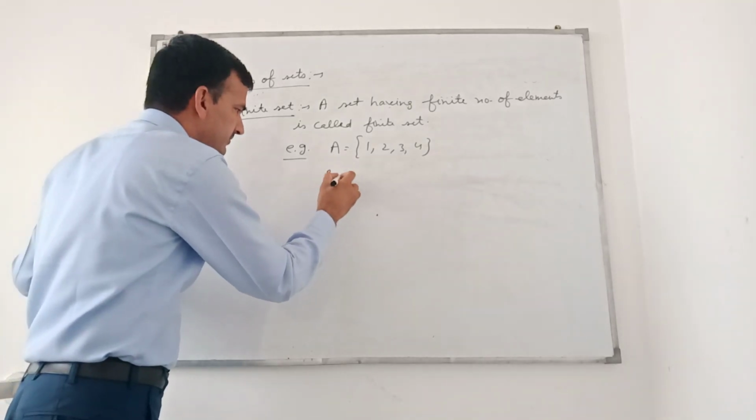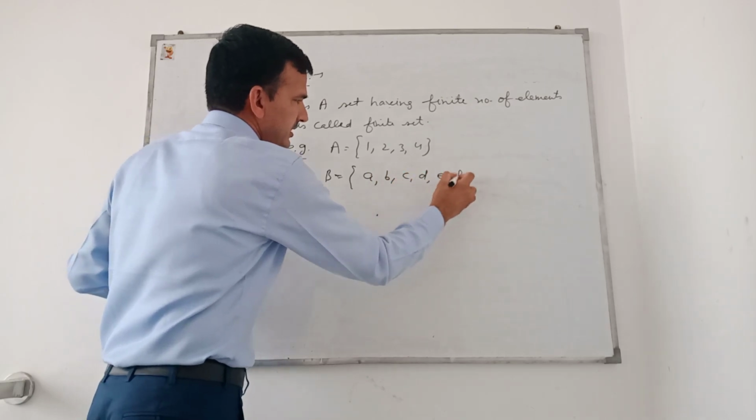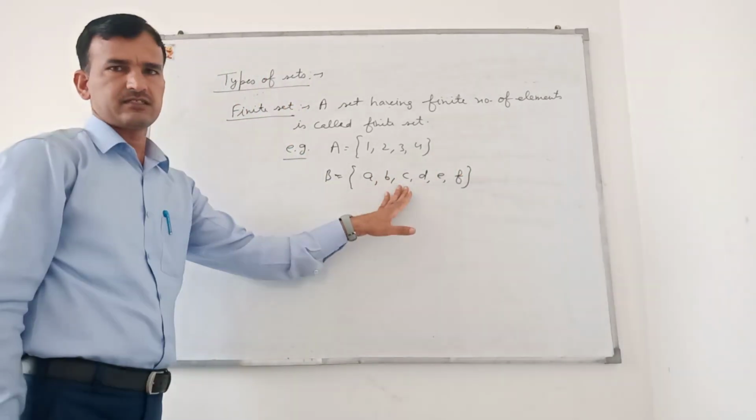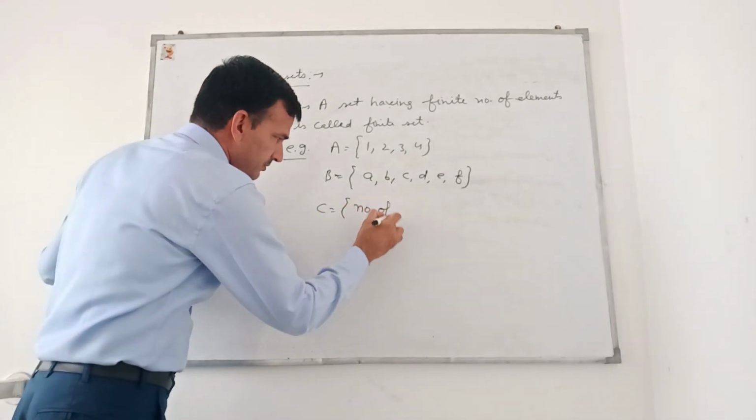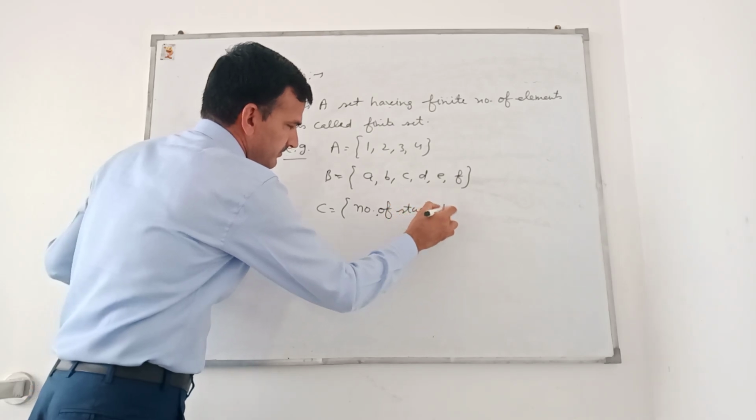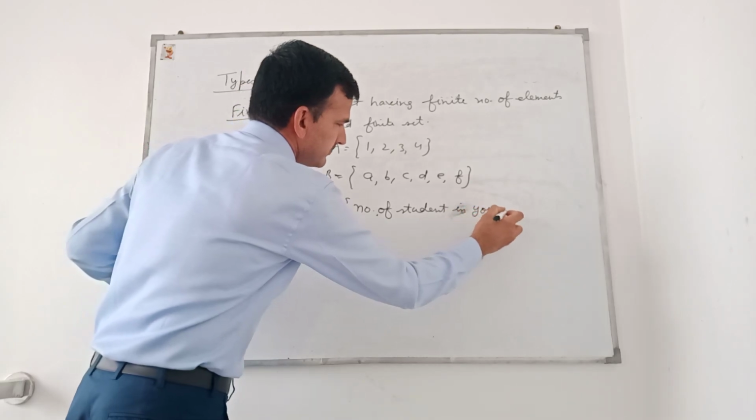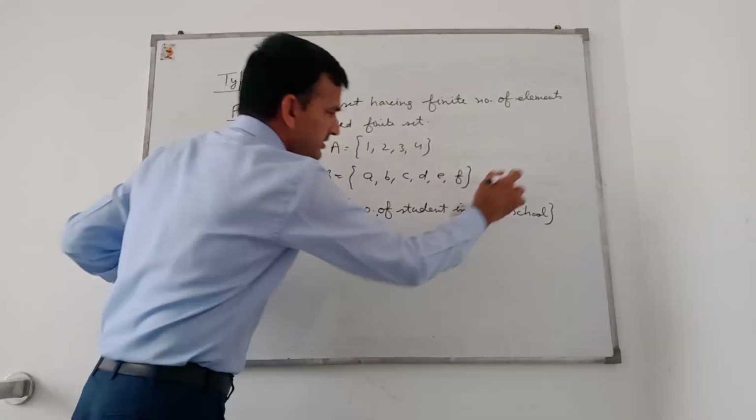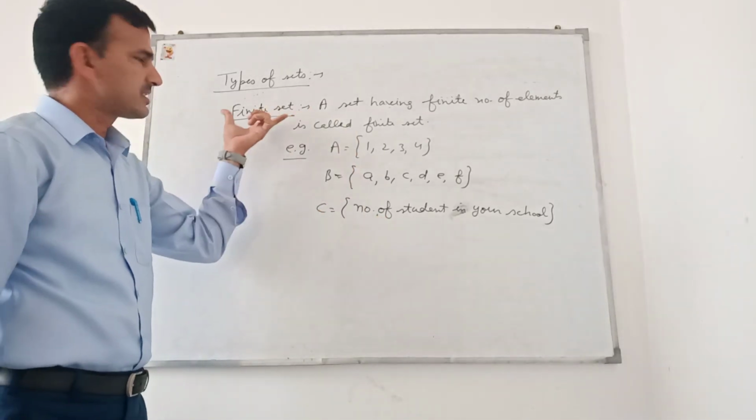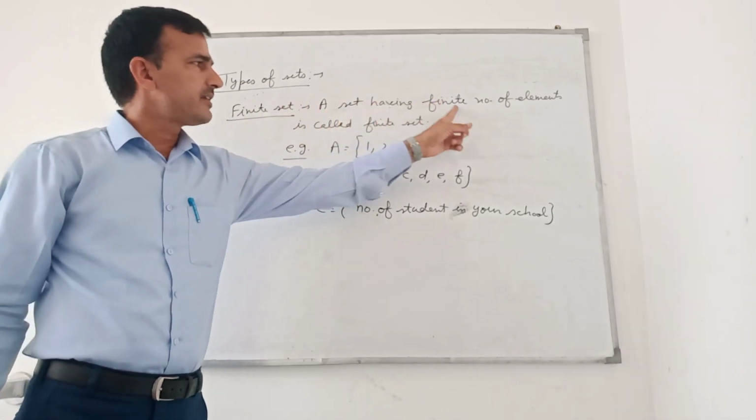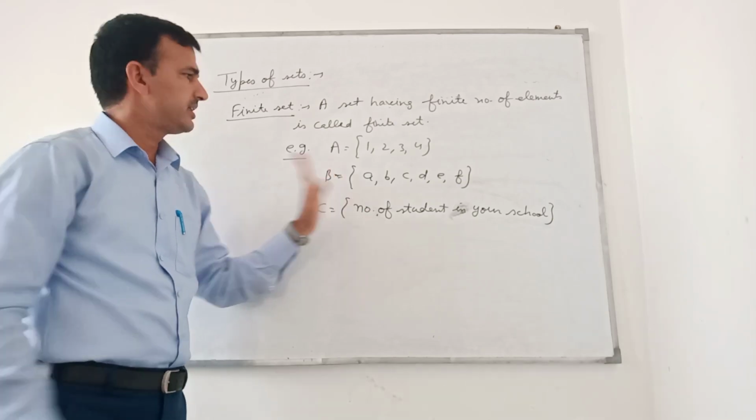Set B, A, B, C, D, E, F. This is also a finite set. Set C, the number of students in your school. This is also a finite set. These are examples of finite sets. What is a finite set? A set having a finite number of elements is called a finite set. Clear?